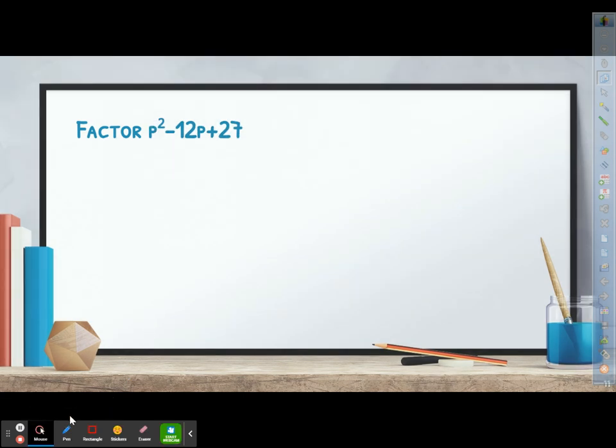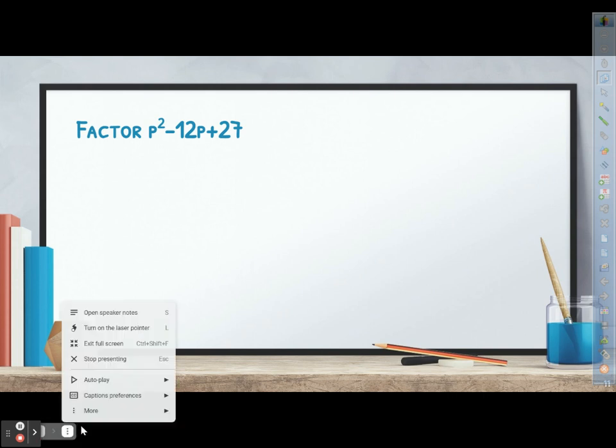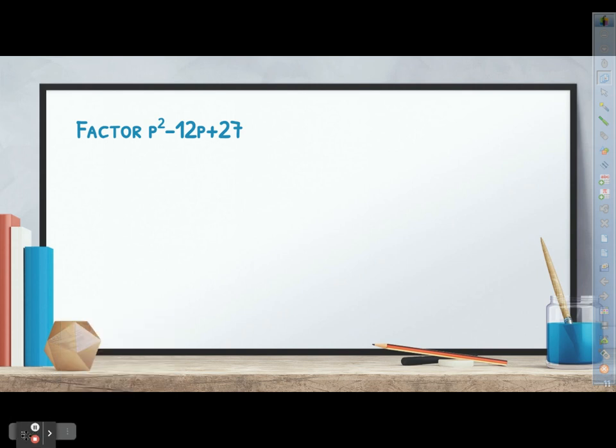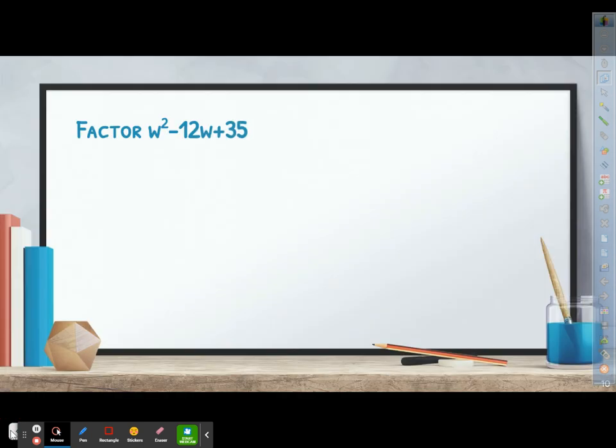All right, try this one here on your own. Notice, oops, let me go back. I noticed I made a mistake. On this one here, I should have put W minus 5 and W minus 7. So I'm sorry, I made a mistake there. All right, this one here, when you enter your answer, make sure you use P and not X. All right, let's try this one.